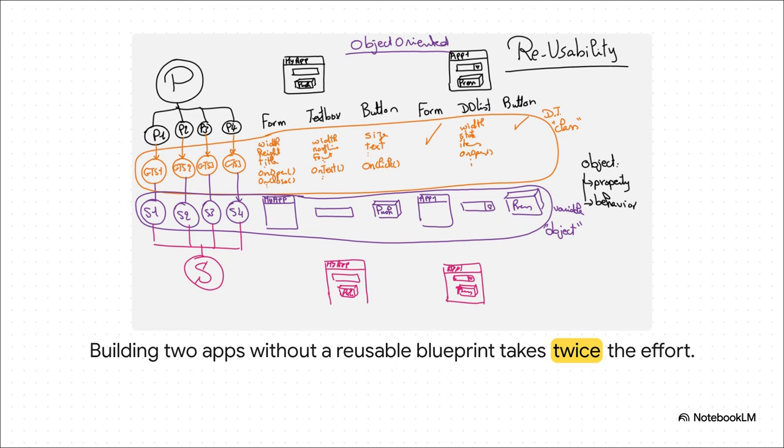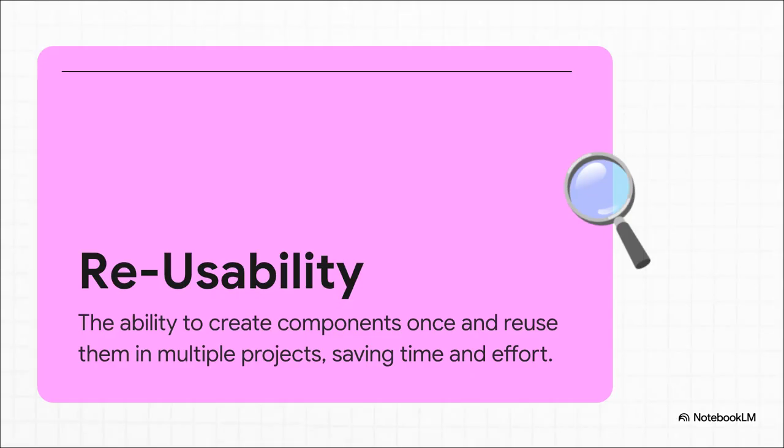You code a user interface for an app. A form, some text boxes, a submit button. Awesome. But then project number 2 comes along, and even if it's 90% the same, you're right back at the beginning, coding those exact same UI elements from scratch. So inefficient. And that frustration led to the big promise of OOP, reusability.